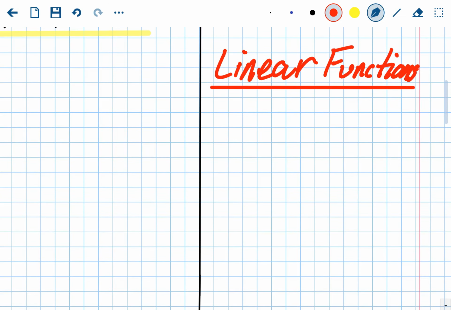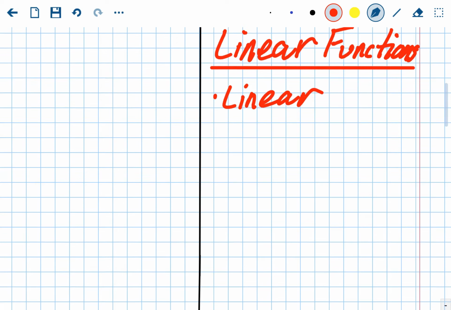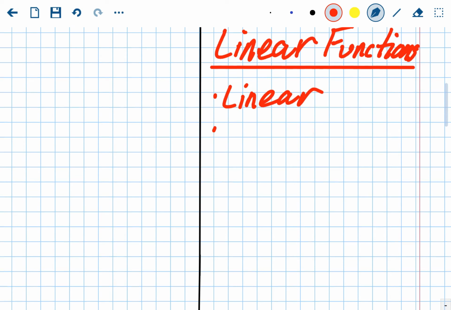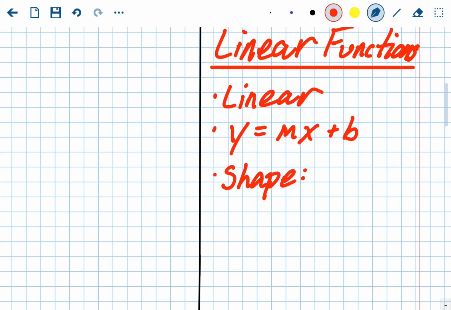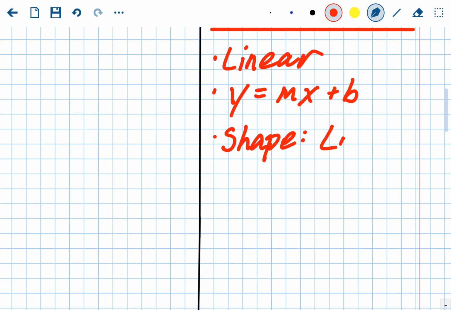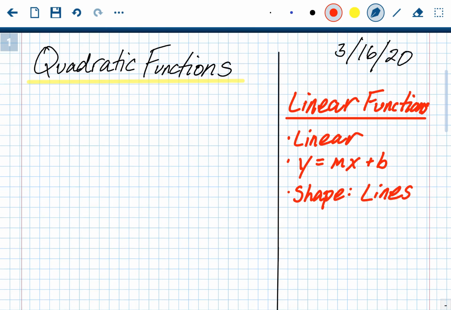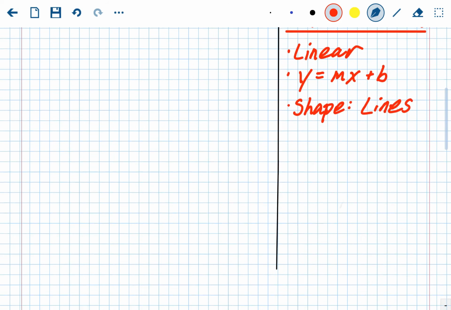The standard form for a linear function, and again, we had one called standard form where it was ax plus by equals c. But the typical form that we used was slope-intercept form, y equals mx plus b. And then I want to remind you about the shape of the graph. All linear functions are lines, or straight lines, I guess. All lines are straight. Okay. And that's what we did almost the entire first semester, linear functions.